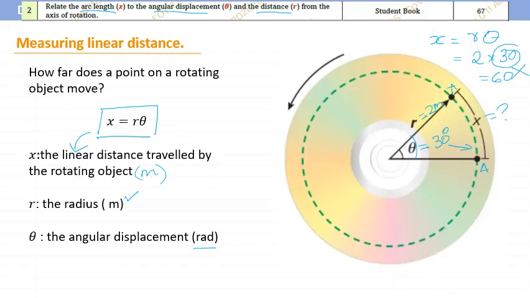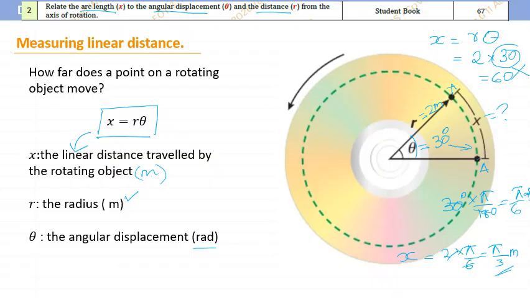So how do you do that conversion? The given angle must be multiplied by pi divided by 180, so that you will get the angle pi by 6. This is in radian. Once the angle is in radian, then you calculate x equals r theta. We know r is 2, and theta is pi divided by 6. So you can cancel it, and finally you will get pi by 3. So how many meters will the object A be moving? It will be pi by 3 meter, which means 3.14 divided by 3, so approximately 1 meter something it will be moving. Okay, this is just for your understanding.